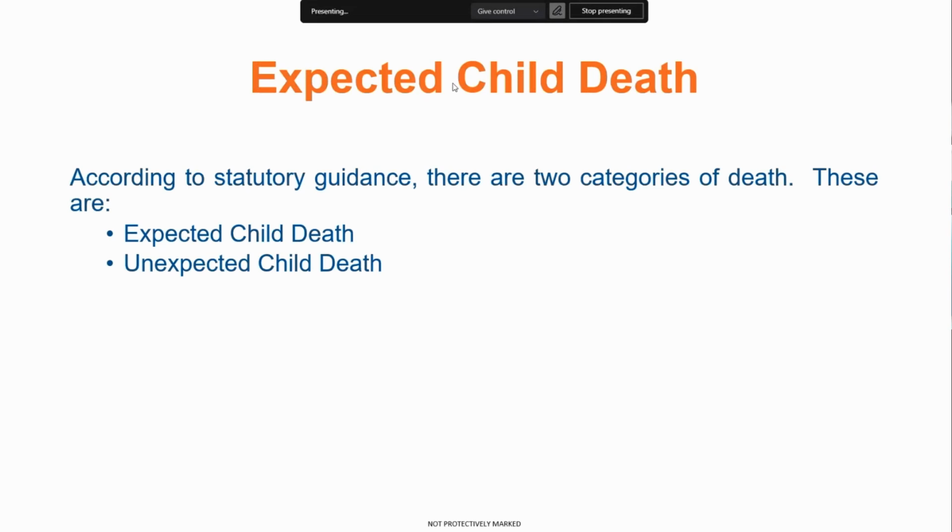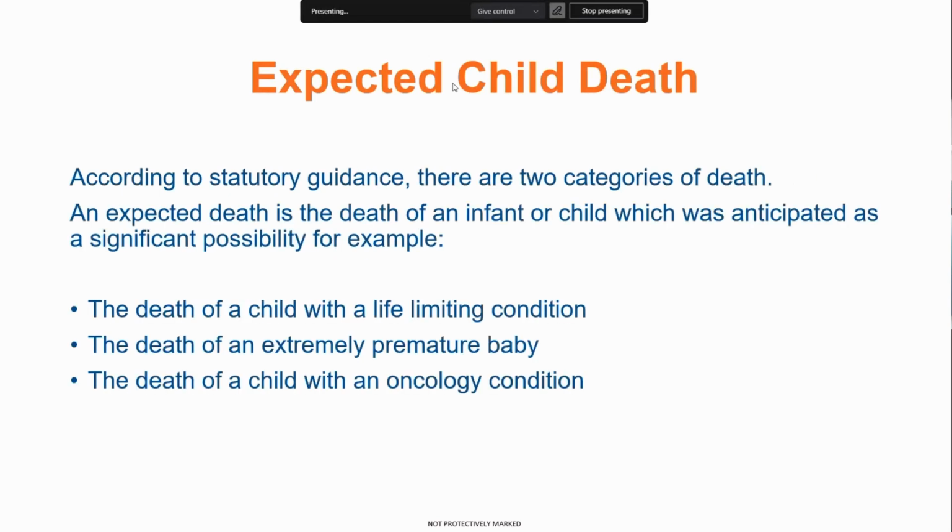So we talk about two forms of death in the CDOC. The first form of death is an expected child death. An expected child death, by statutory guidance, would be a child who was believed to be dying, whereas an unexpected death is one where in the previous 24 hours we wouldn't have expected them to die.